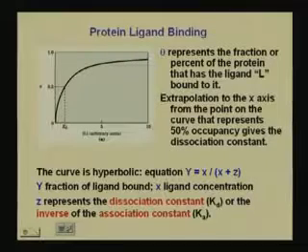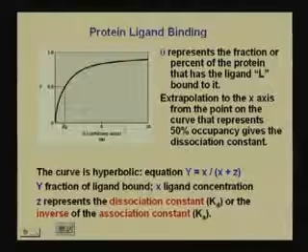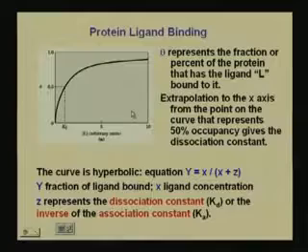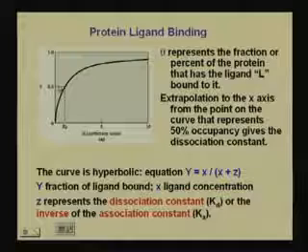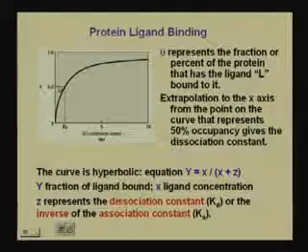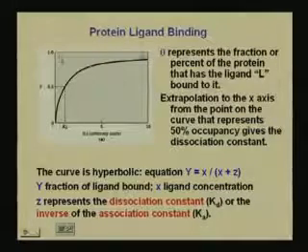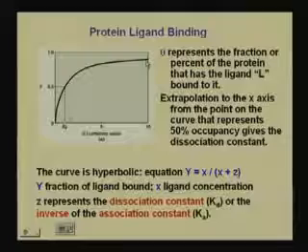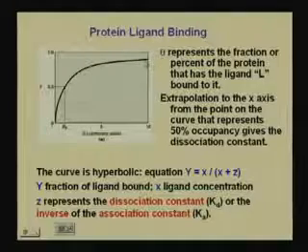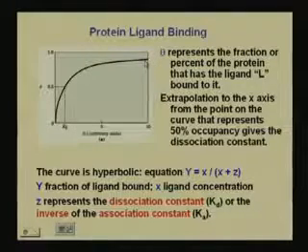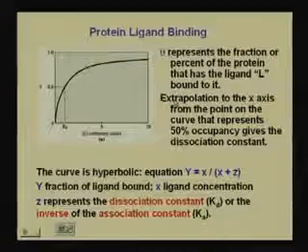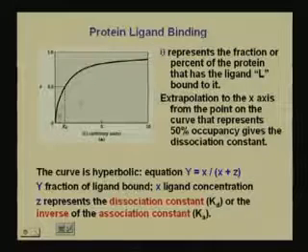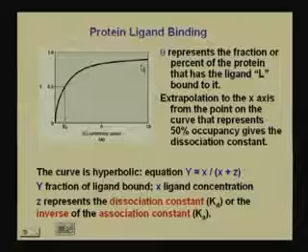Now usually, the way it is represented is in terms of the fraction or the percent of the protein that has the ligand bound to it. Okay? So 100% would mean that if you had a larger amount of ligand concentration, all the protein sites would be bound with the ligand. Now, this is what is meant by a hyperbolic curve, right?